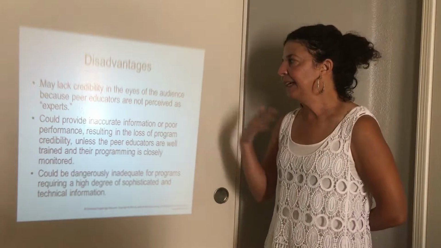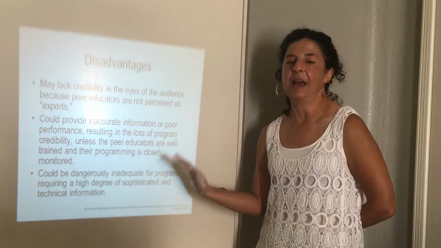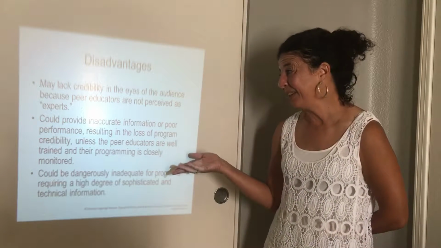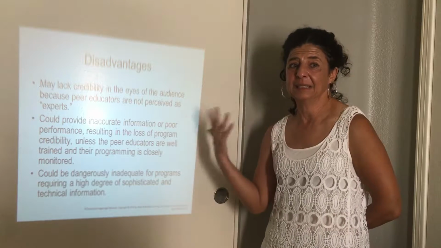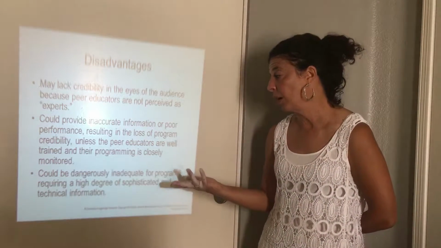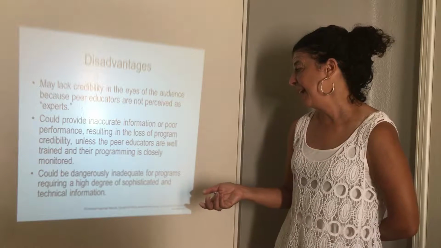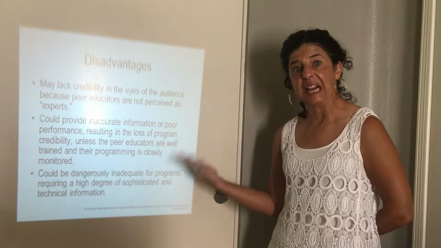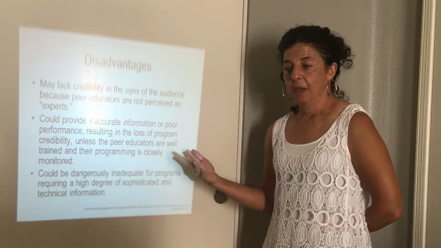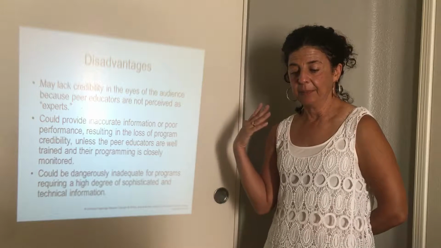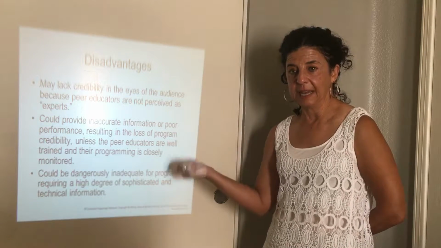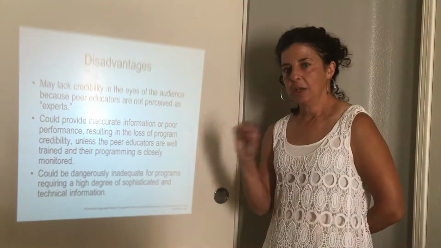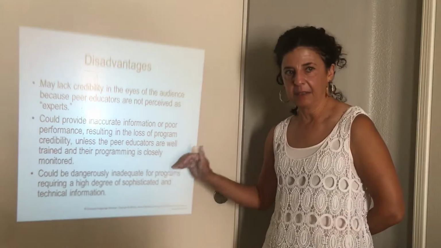The disadvantage is that because they're peers, they may not have the credibility with the audience. They might also provide inaccurate information or get into sharing a lot of personal experiences or personal opinions. And particularly if you're providing an intervention that's very technical, for example, how to test your insulin, that has to be right. It can't be based on peer perception. It has to be entirely accurate.